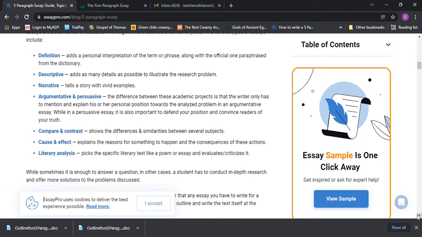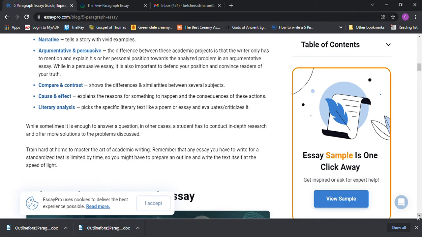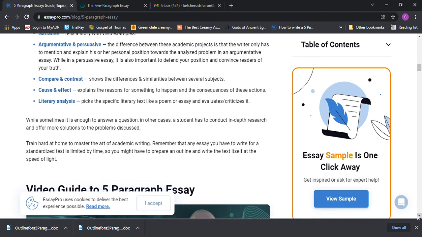Compare and contrast essays show the differences and similarities between several subjects. Cause and effect essays explain the reasons for something to happen and the consequences of these actions. A literary analysis essay picks a specific literary text, like a poem or essay, and evaluates and criticizes it. While sometimes it is enough to answer a question, in other cases a student has to conduct in-depth research and offer more solutions to the problems discussed.